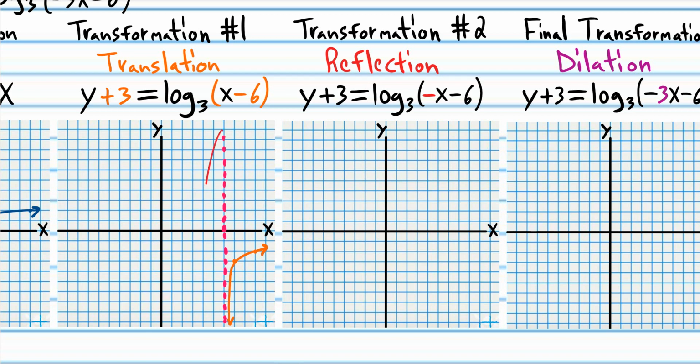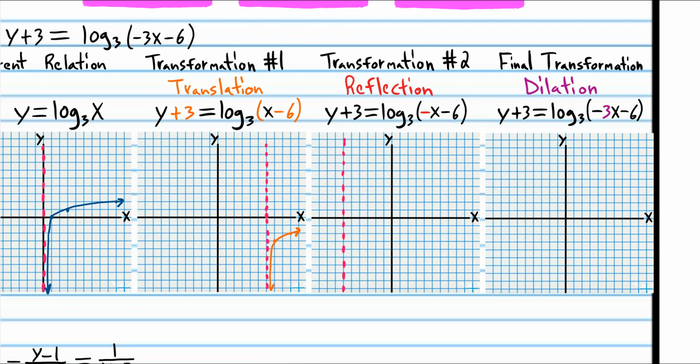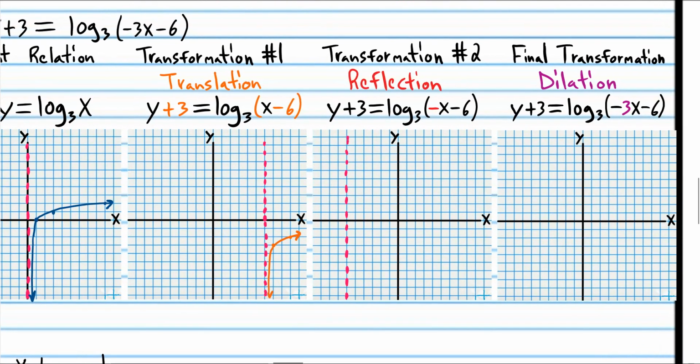Now, if you flip this dotted line across the y-axis, it's just going to move it from here to over here. That's going to be about there. So reflecting across the y-axis does change the position of a vertical asymptote, unless the vertical asymptote is on the y-axis.